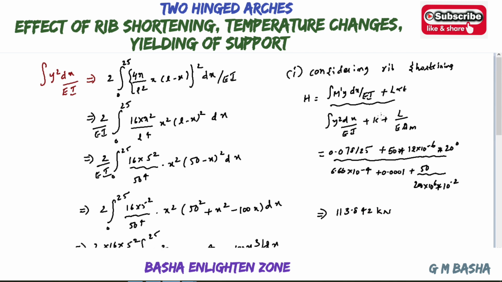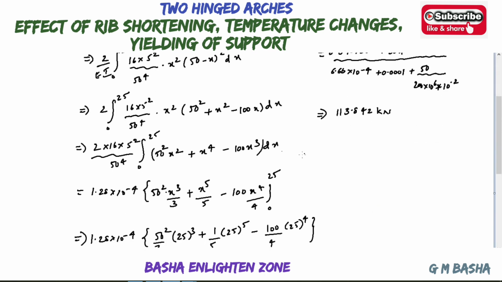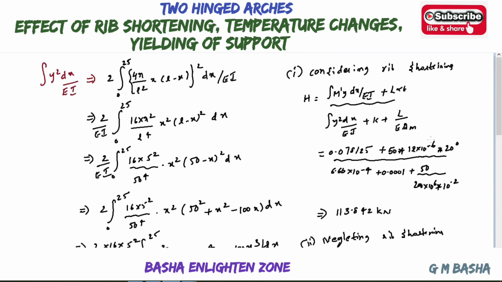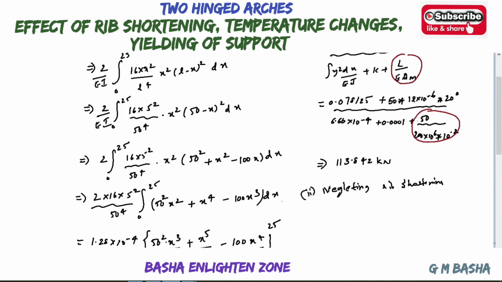I am just substituting the values given in the question. So please remember the formula, first simplify the numerator and denominator, and then substitute the values directly. And the next part is what they are asking: neglecting rib shortening. In the same formula, if they are asking about neglecting rib shortening, we have to remove this entire part and this entire part in the calculations. So the formula will be restricted up to plus k only.